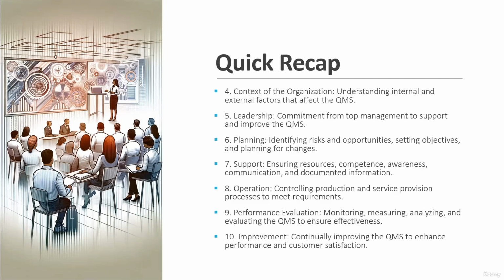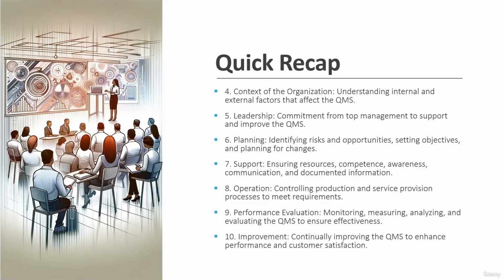In clause number 5, we talked about leadership. Here we talked about customer focus. We talked about quality policy, and we talked about organizational roles and responsibilities. Coming to clause number 6, which is planning. Here we talk about identifying risks and opportunities, and that's where the risk-based thinking concept was introduced. And then here we set up some objectives, and these objectives were based on the quality policy, and we also talked about planning for changes. So this clause, clause number 6, planning, was focused on the planning for the quality management system.